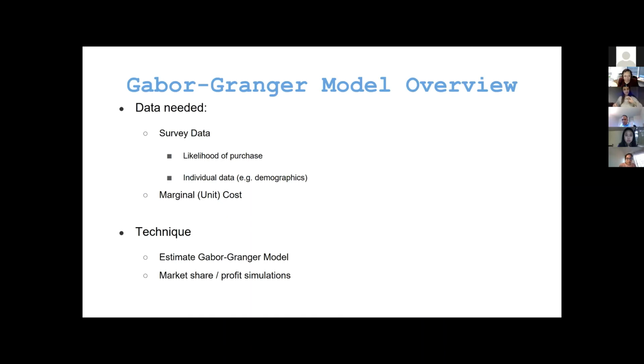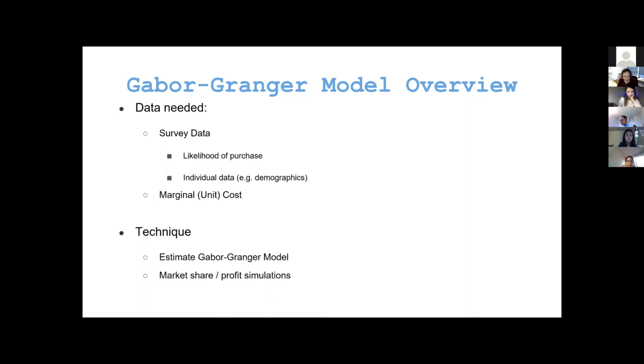So the data that's needed to estimate from the Gabor-Granger model includes survey data. The basic standard in terms of Gabor-Granger is that you survey prospective customers who have never seen this product before and tell them, hey, I've got this product, it has these features. If you had a chance to buy it, how likely would you buy it at this price? So how about this other price? How about this third price? And then this is a way to collect data about what people think they would be willing to pay for a given product.